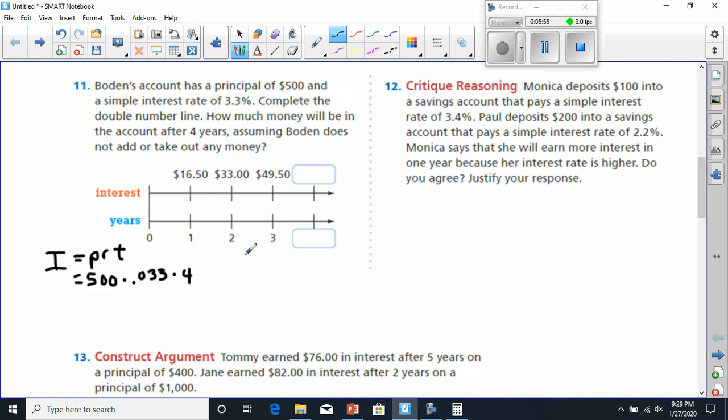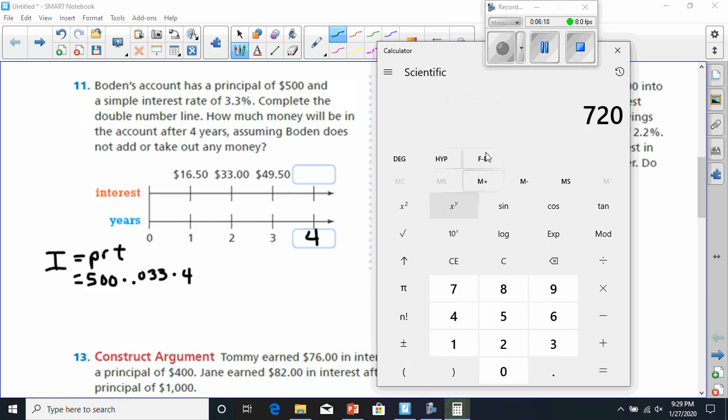Let's see. Well, they're saying after 4 years, and that would definitely be 4 years here. How much money will be in the account after 4 years is kind of weird because it seems like they're giving us the interest here. There's no way this is the amount, but we're going to play along here. We're going to take these numbers and multiply them. We've got 500 times 0.033 times 4. And that's going to give us 66 bucks.